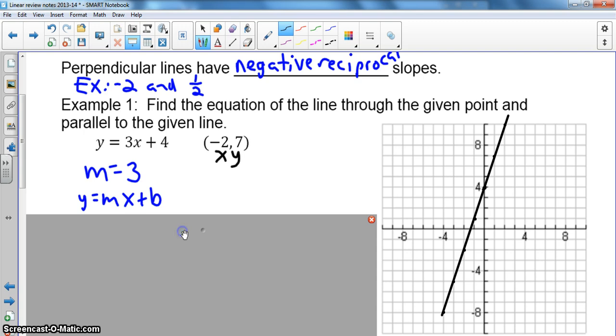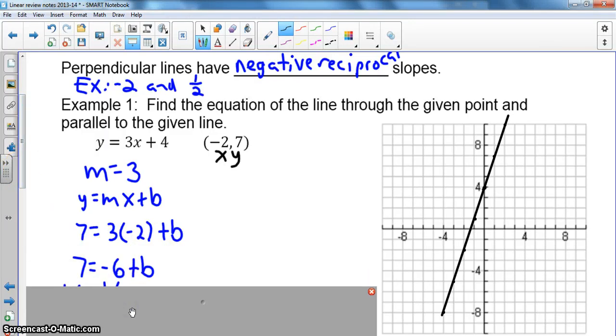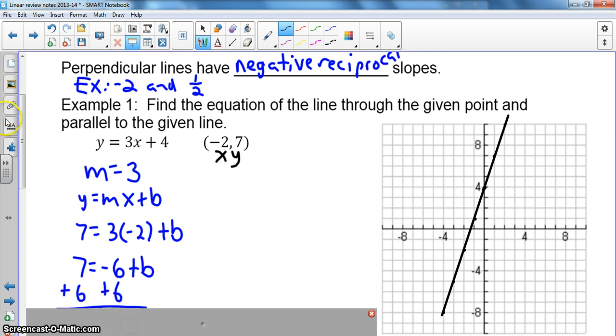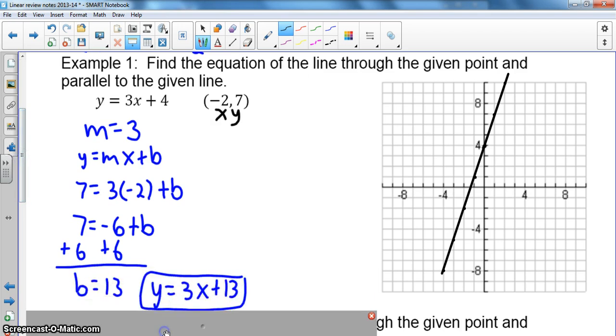So it's just like the problem we did in part 1 here. It's y equals mx plus b because it's a line. We plug 7 in for y. We know our parallel slope has to be the same, so m is 3, -2 is x, and plus b. We go ahead and solve for b by multiplying 3 and -2 and then adding 6 to both sides, and we get that b is equal to 13, making our equation of the line y equals 3x plus 13.